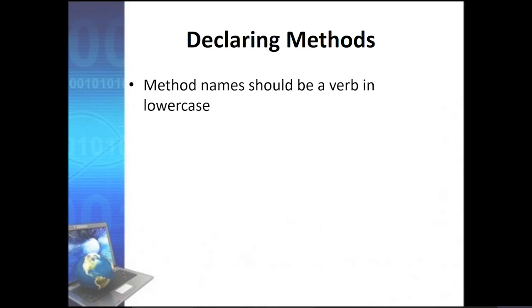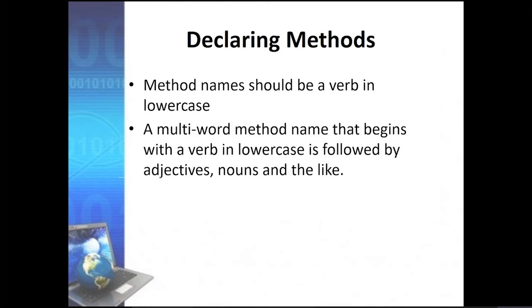So here are the things that we have to consider when declaring a method. The method name should be a verb and in lowercase. A multi-word method name begins with a verb in lowercase, followed by an objective noun and the like. For example, yun na nga, ginagamit natin getNum, getID, getName, mga ganyan. You can have two words but dapat nakadikit sila, or there is an underscore.